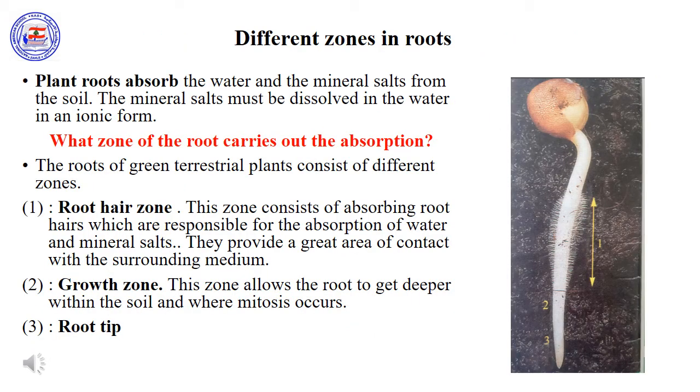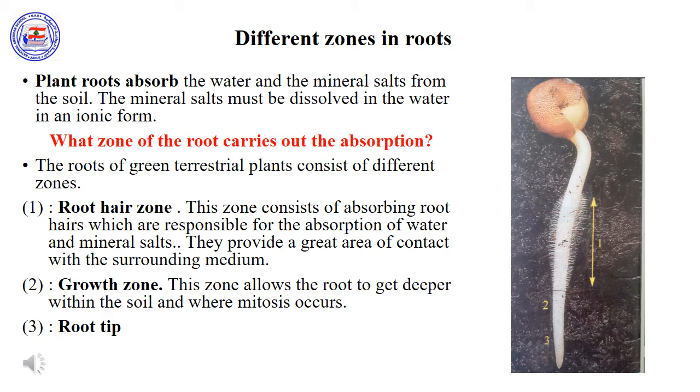Plant roots absorb the water and mineral salts from the soil. The mineral salts must be dissolved in the water in an ionic form. What zone of the root carries out the absorption? The roots of green terrestrial plants consist of different zones. Can you see the figure? There are 3 zones, zone 1, zone 2, and zone 3.